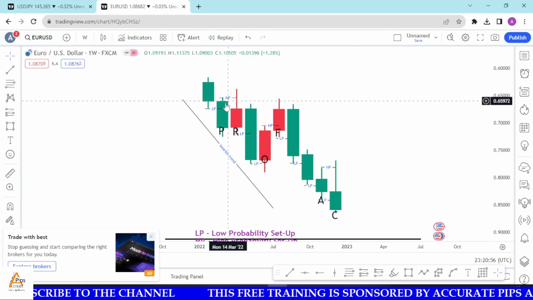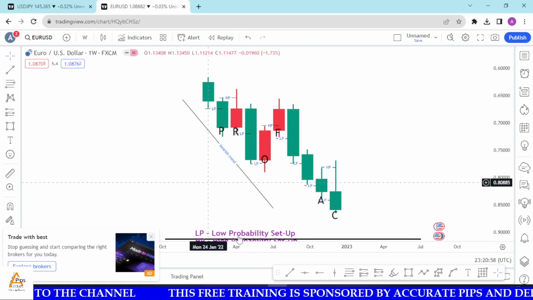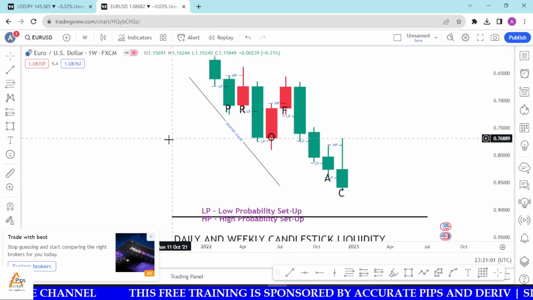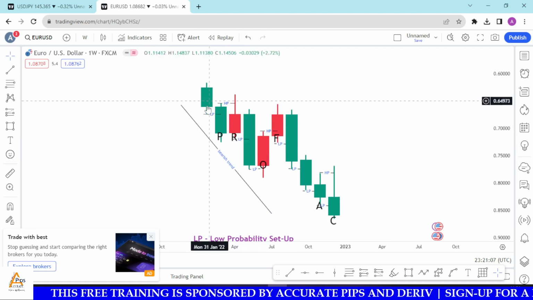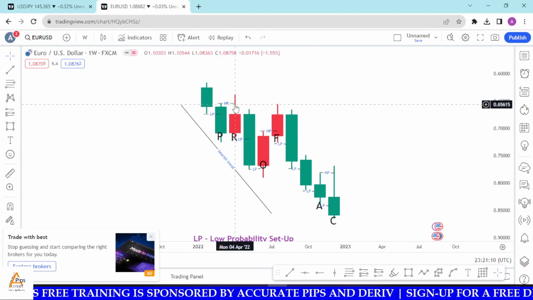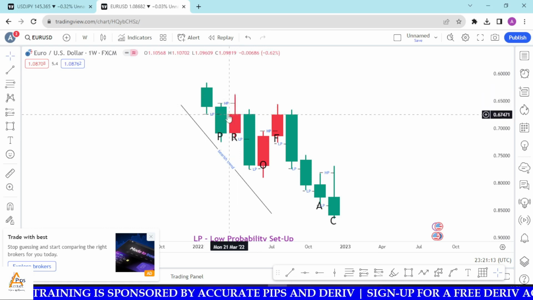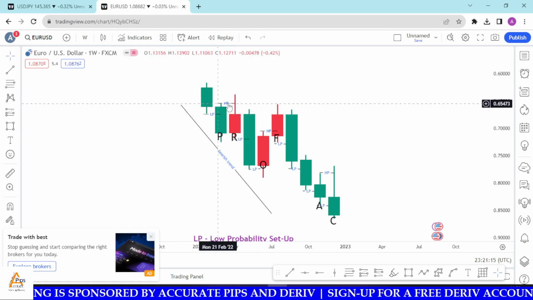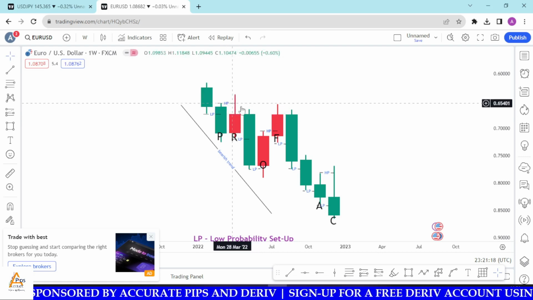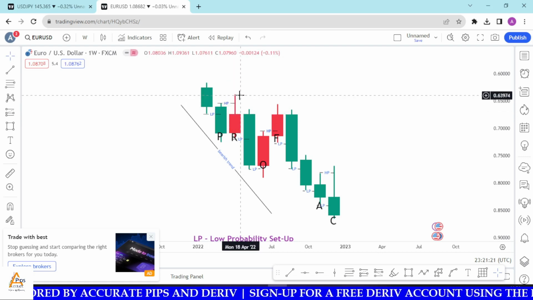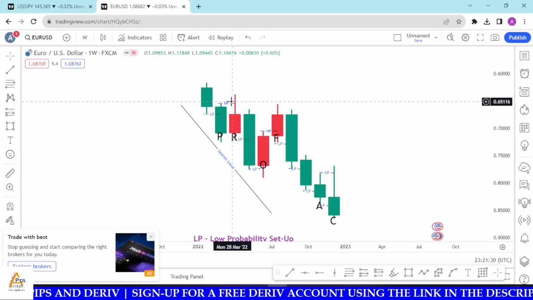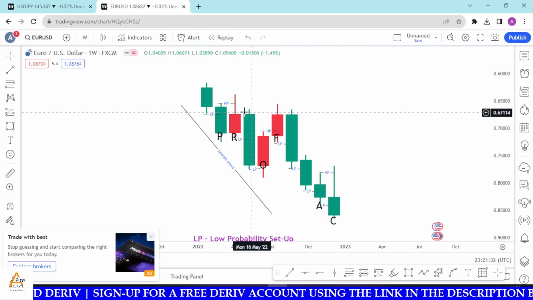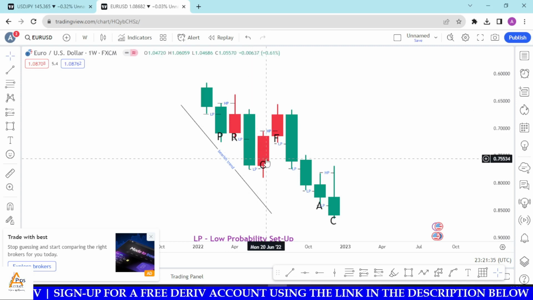Now one thing I want to talk about here is the HP and the LP, the high probability setups and the low probability setups. What do they mean? If we are in a downtrend, which is the bearish trend, and the market takes the high of the previous day's candlestick or the high of the previous week's candlestick, then it means that we have a high probability setup. That is, the probability of the market going down, giving us a good trade, is high, because we are in a bearish trend, and this is why we are able to hold this particular trade for a very long time.